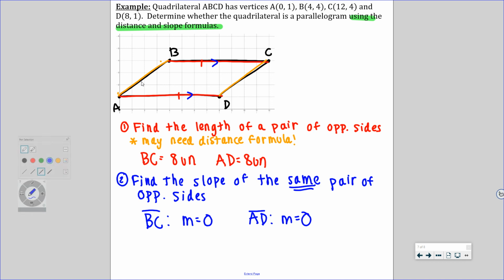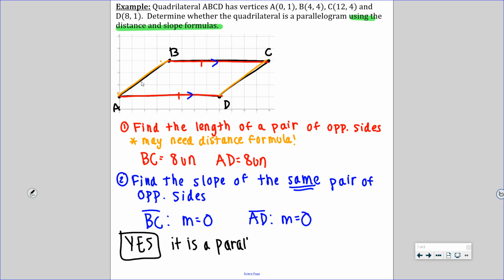All right. So, folks, is this a parallelogram? Yes. It is a parallelogram. Since BC is equal to AD, they're both 8, and they're parallel. That same set of sides are both congruent and parallel.